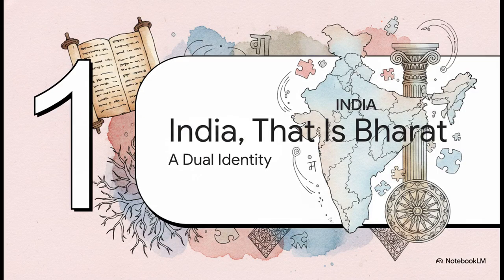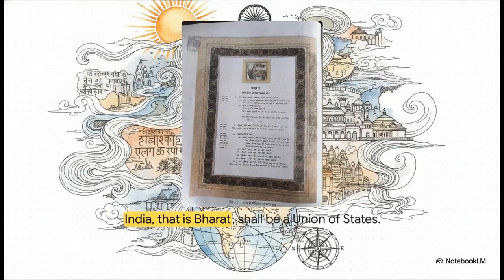Okay, Section 1, India, that is Bharat. Right out of the gate, we're looking at the very first page of the original 1950 Constitution. If you read closely, Article 1 famously begins with the phrase, "India, that is Bharat, shall be a union of states." It's incredible, really. The foundational legal document of this modern nation embraces a dual identity right from the jump.